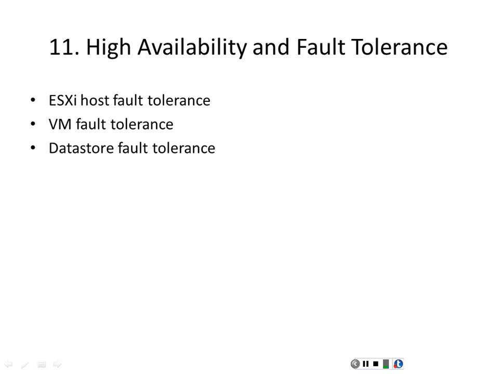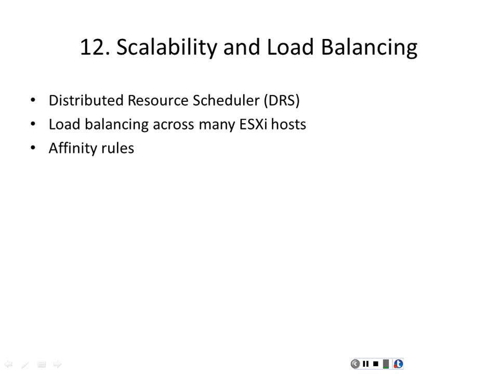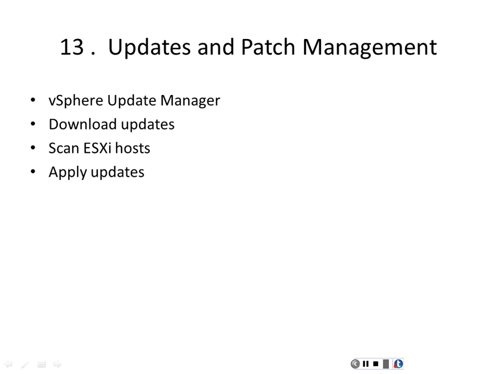In Chapter 11, we look at high availability and fault tolerance: ESXi host fault tolerance, virtual machine fault tolerance, and data store fault tolerance. In Chapter 12, we cover scalability and load balancing. We see how the Distributed Resource Scheduler can be used to load balance across many ESXi hosts, and we create affinity rules. Chapter 13, updates and patch management. We use the vSphere Update Manager to download updates, to scan ESXi hosts, and to apply those updates.